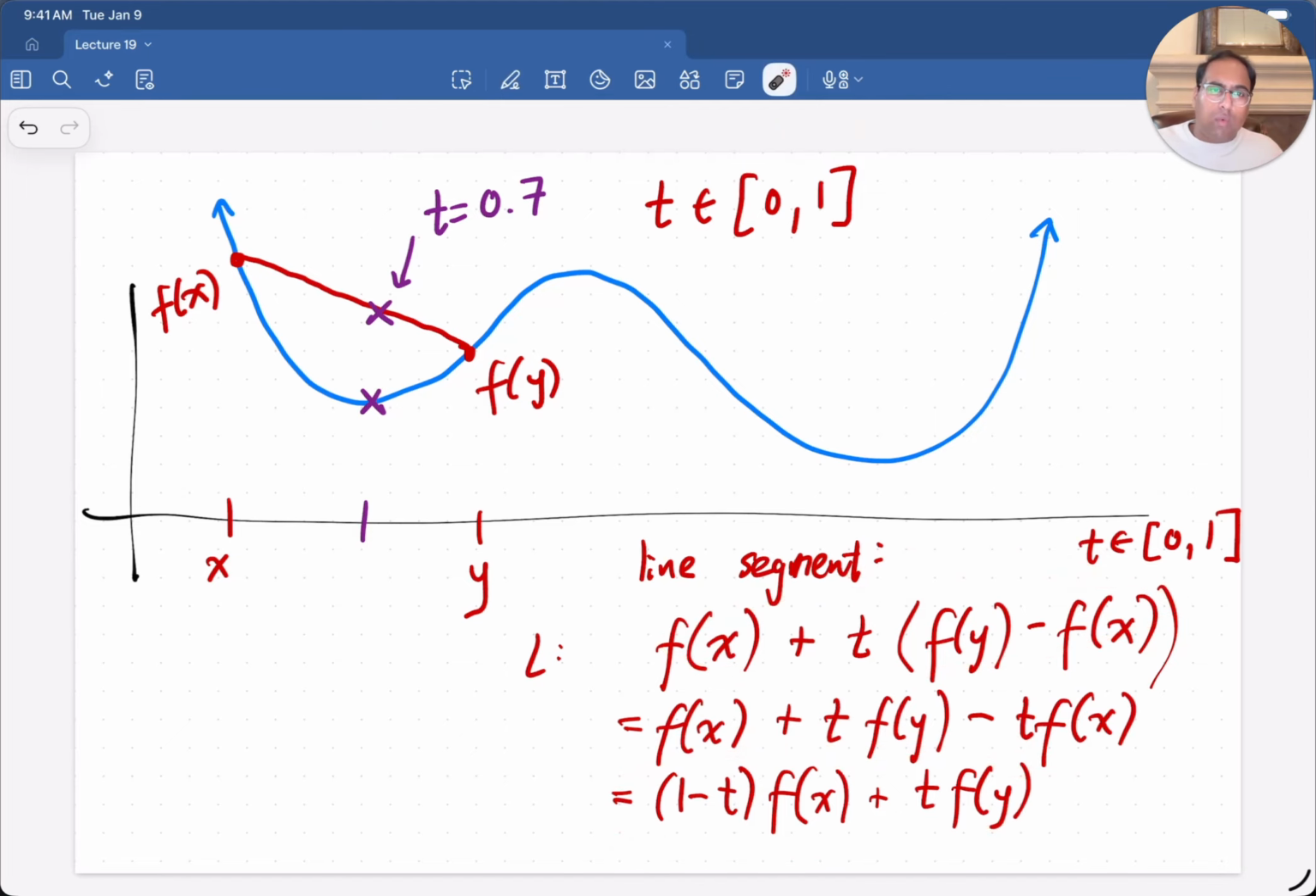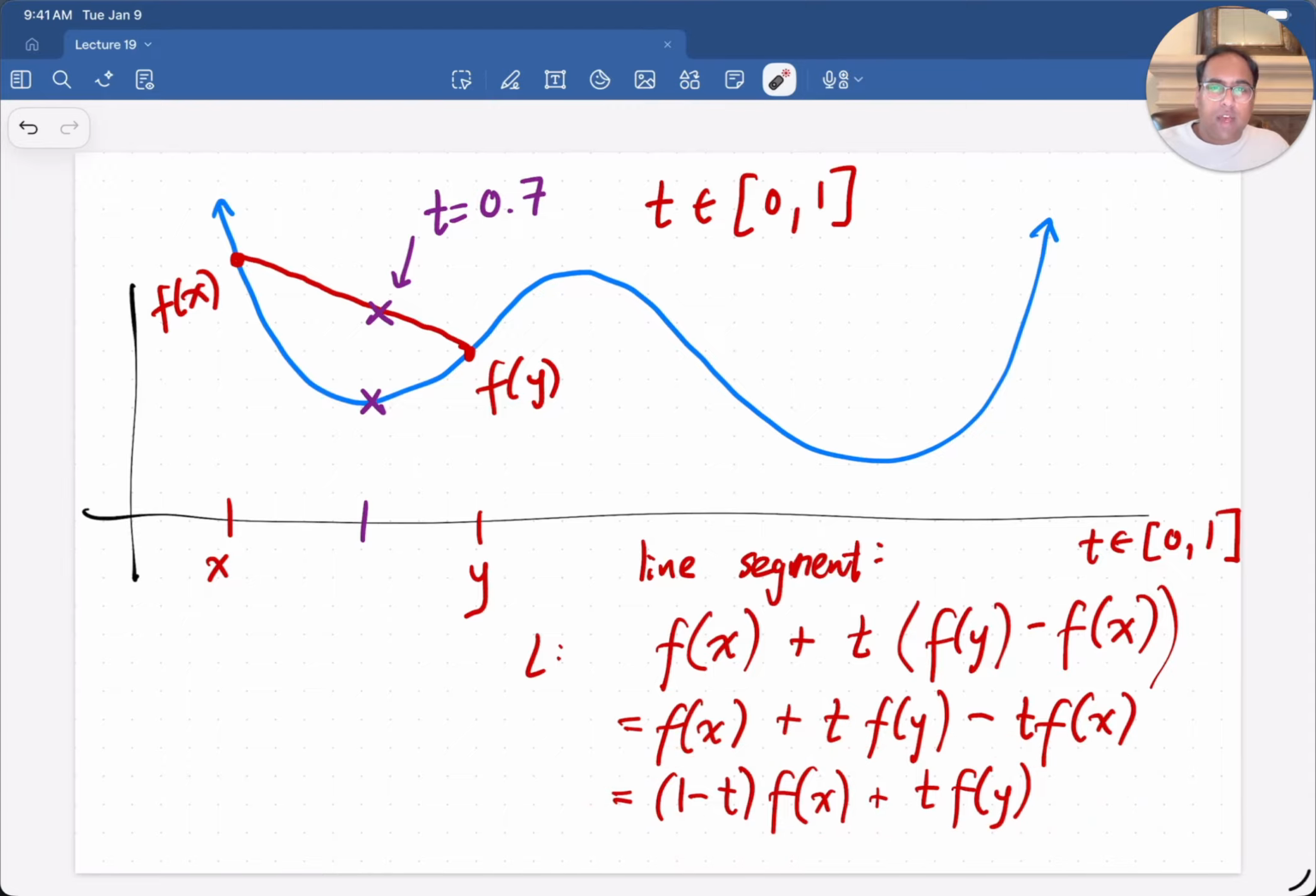Now, typically, when you see other textbooks give you the definition of convexity, it'll start by using something of this form, and you just kind of have to take the leap of faith that this has something to do with the line segment. But I'd rather start with this slightly more intuitive way of looking at it and then build up to this.